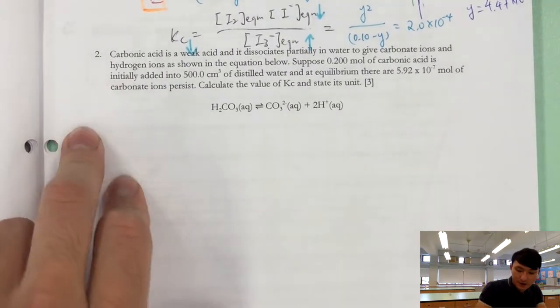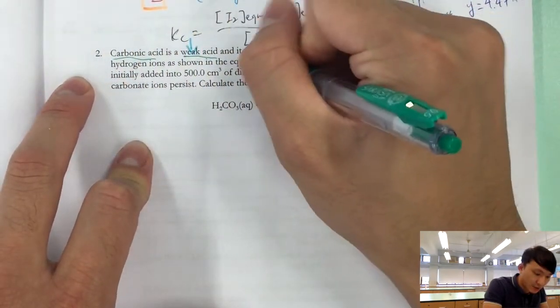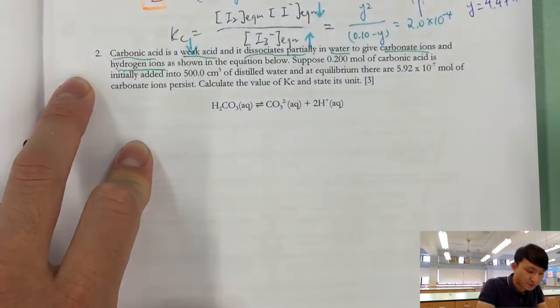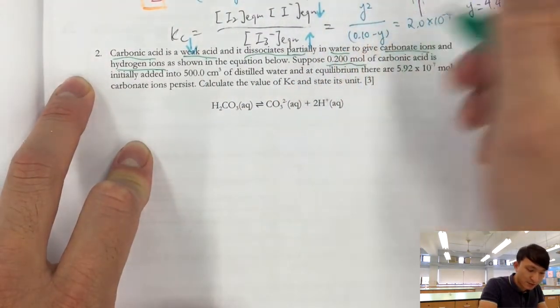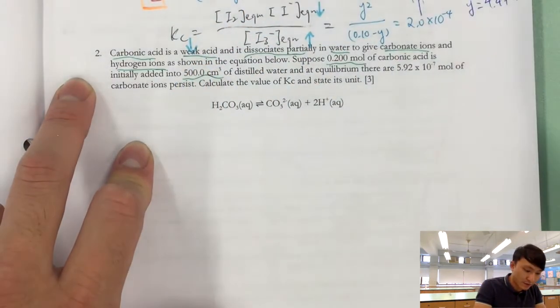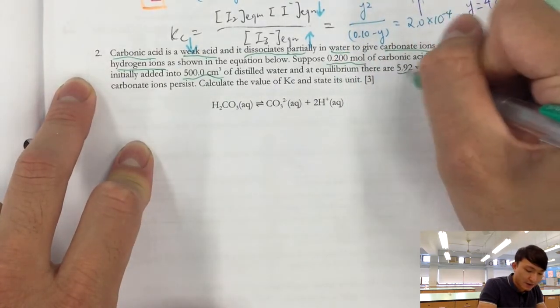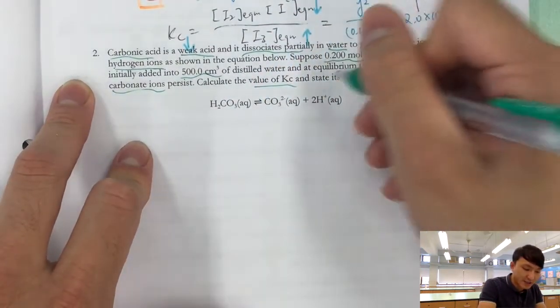All right, let's have a look. Carbonic acid, a weak acid, dissociates partially in water to give carbonate ions and hydrogen ions, as shown in the equation here. It starts with 0.2 mole of carbonic acid added into 500 cm cube of distilled water, and at equilibrium there are this quantity of carbonate ions. Calculate Kc and state the unit.